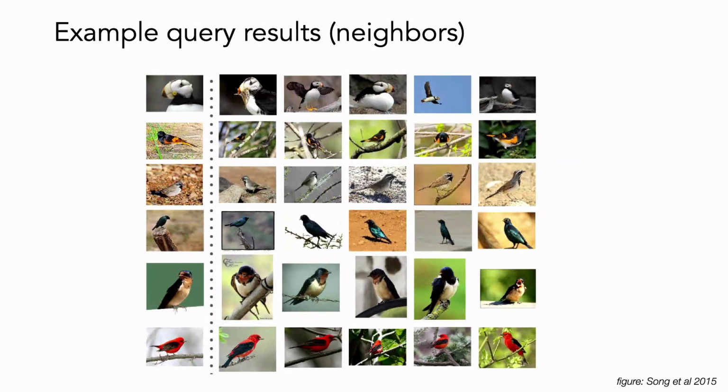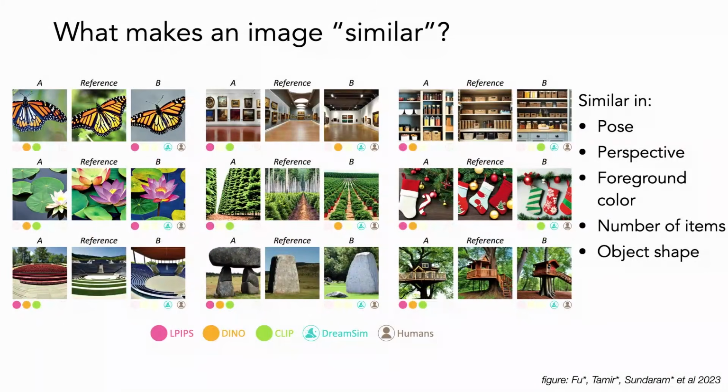And if you query using this, you say, OK, find me nearest neighbors in this embedding space. You also start to learn similarity semantically, right? You start to learn that things that look similar are similar, and things that look different are far apart. And this gets at an interesting question of what makes an image similar.